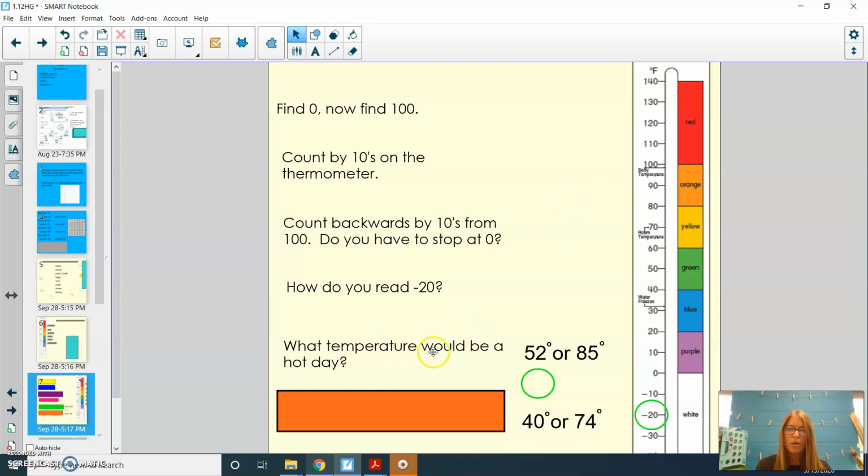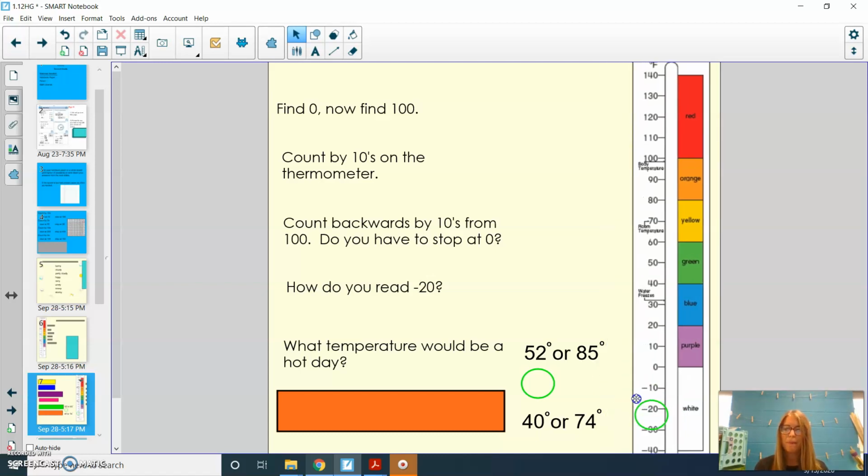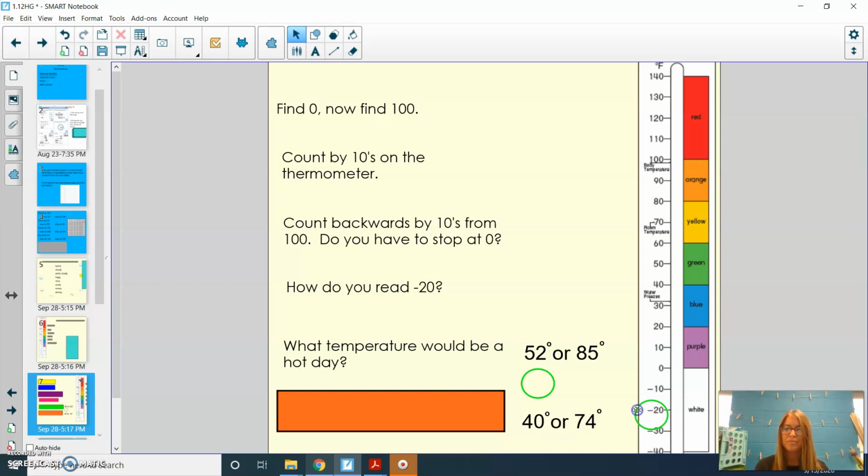So when we think about the temperature on a hot day, which of these would be a hot day? 52 degrees or 85 degrees? And you could write that on your whiteboard. If you said that a hot day would be 85 degrees, you are correct. Yes, those 85 degree days, we would for sure want to wear our shorts.